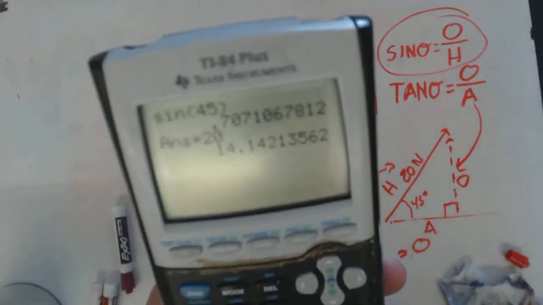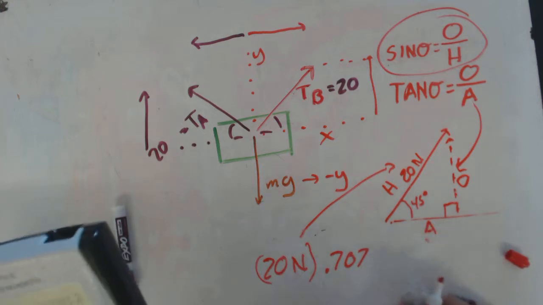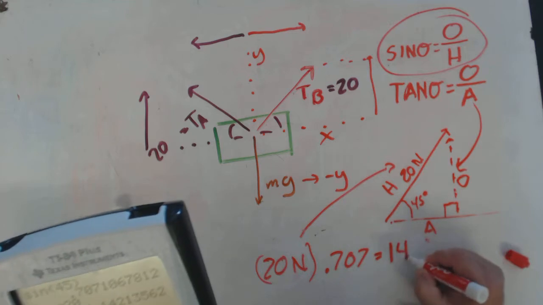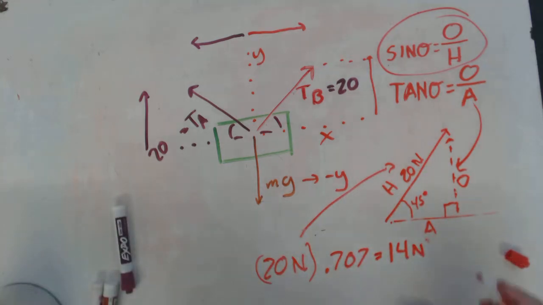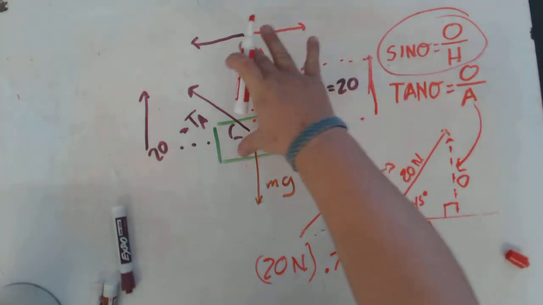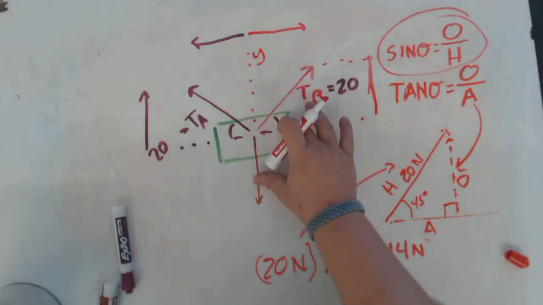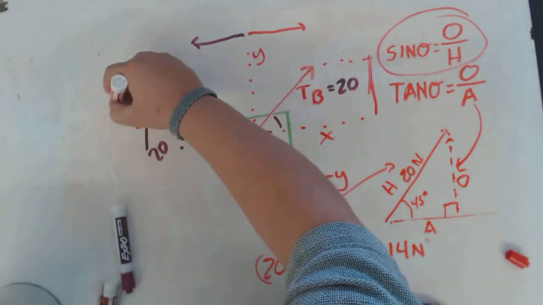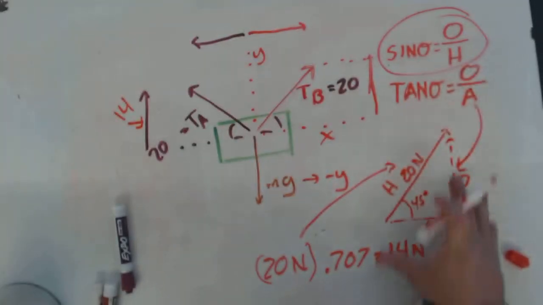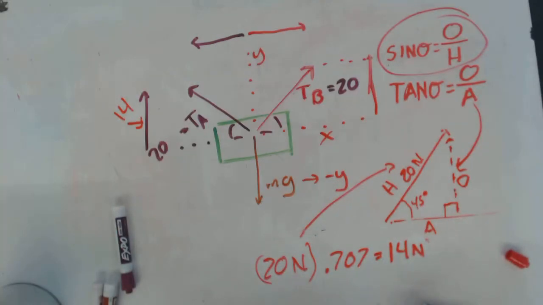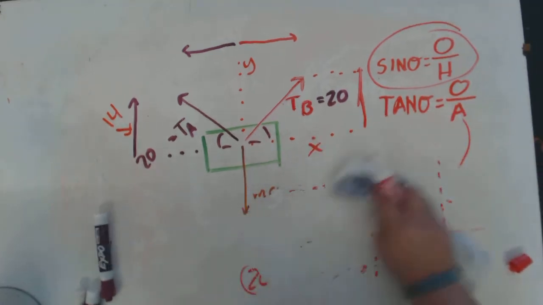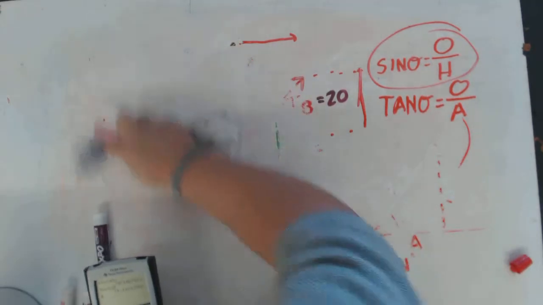I don't really want to carry the digits too far out. Okay? So 14 newtons. So that means that there are 14 newtons in this direction. Now, because of the symmetry, because these two angles are the same, and because the tensions are the same, I know right now that this is 14 newtons too. It's the exact same process. Okay? Cool? Now, I'm going to erase all of this, and we're going to re-examine our free body diagram.